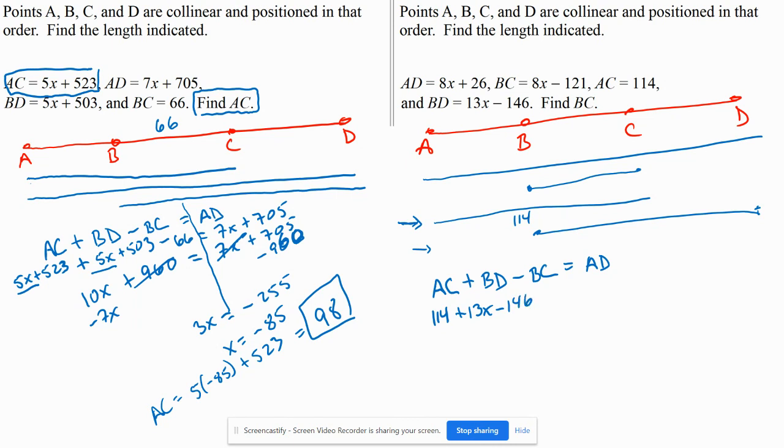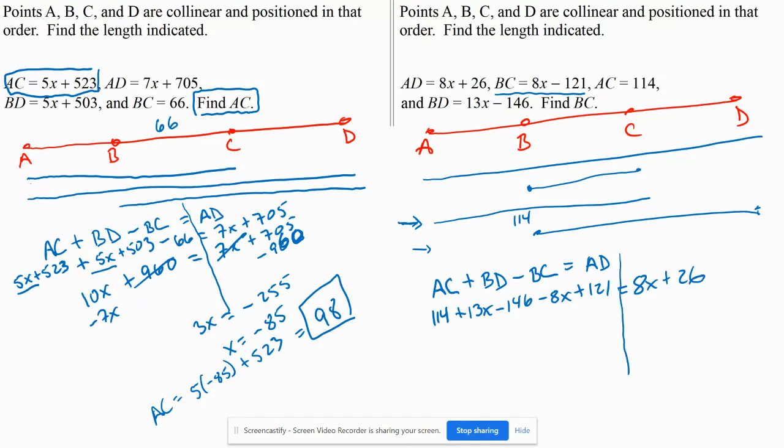Now I'm going to subtract the BC. I'm going to subtract BC. So keep in mind, I'm subtracting BC. So I have to subtract 8x. However, when you subtract the negative, because there's a minus 121, when you subtract the negative, isn't that plus 121? I'm subtracting a negative in this case. And this is equal to AD. I know something about AD. 8x plus 26.